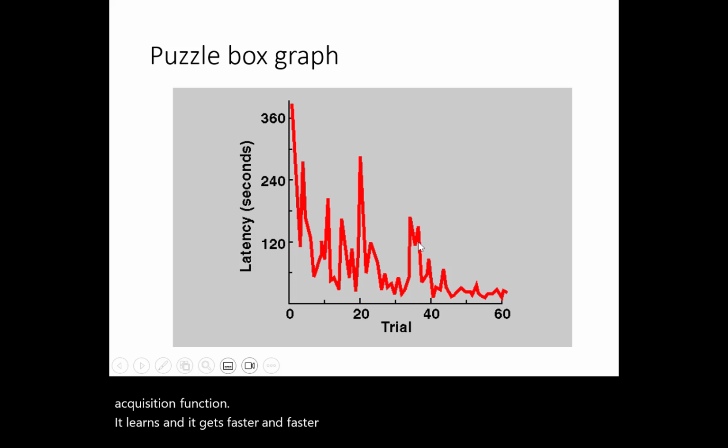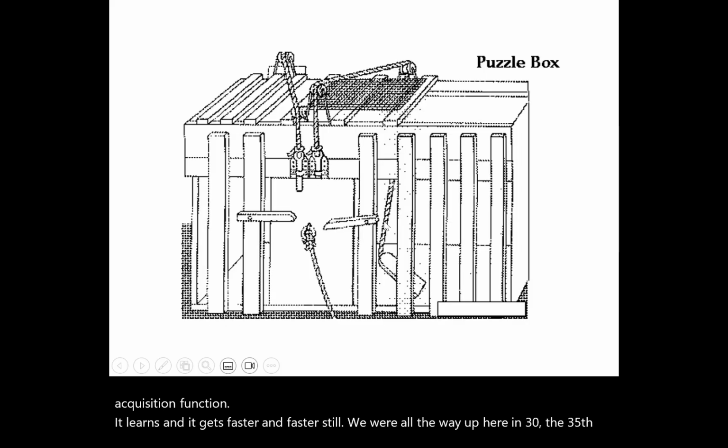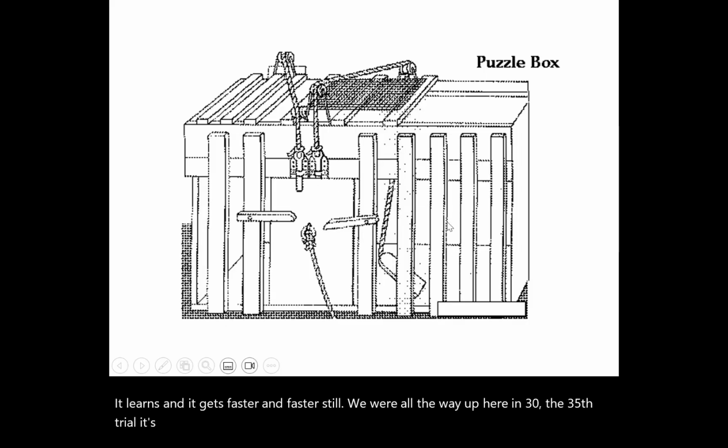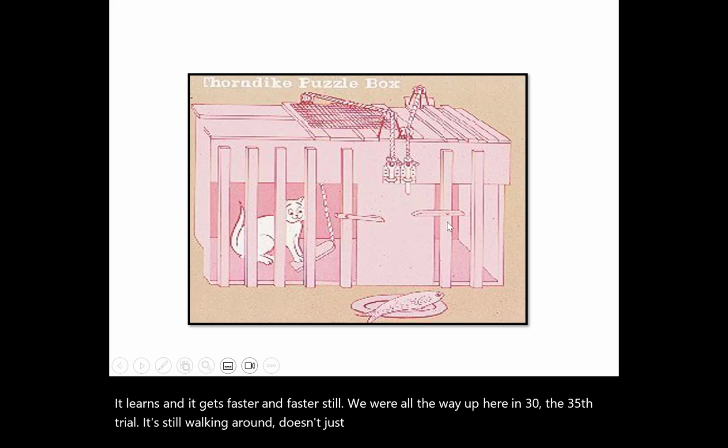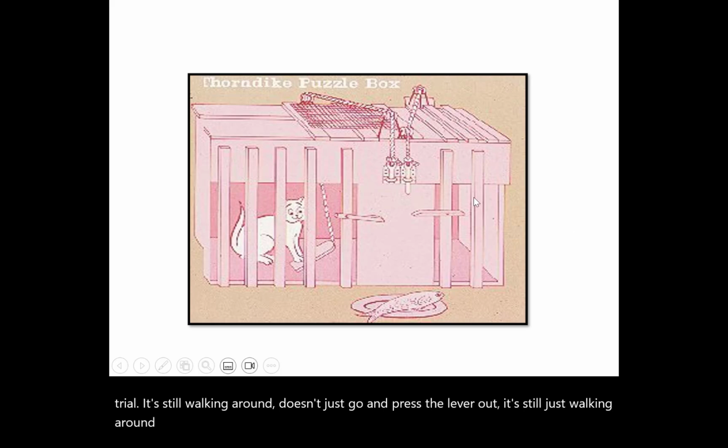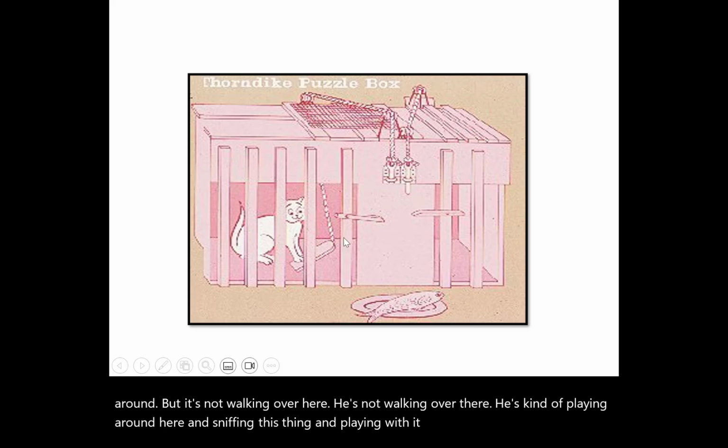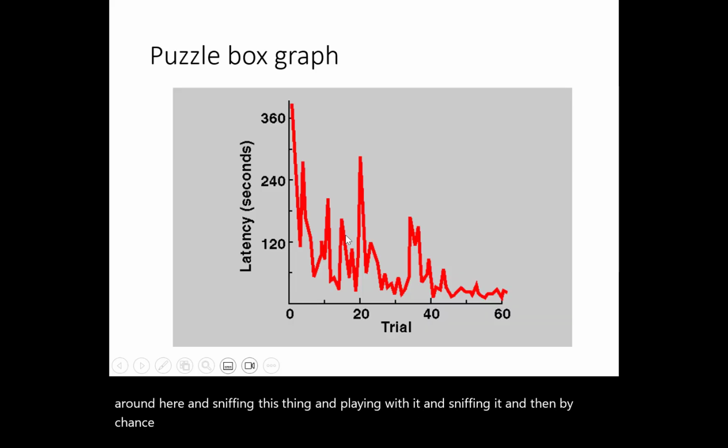Still, we're all the way up here in the 35th trial. It's still walking around. Doesn't just go and press the lever. But he's not walking over here. He's not walking over there. He's kind of playing around here, sniffing this thing and playing with it. And then by chance, he hits it hard enough that out he goes. Now, he's been doing this for 60 trials.